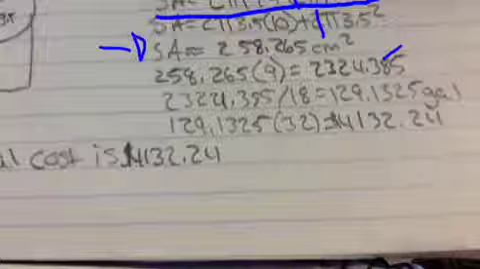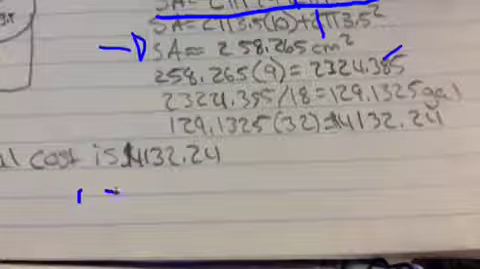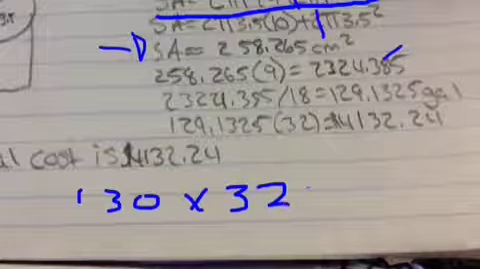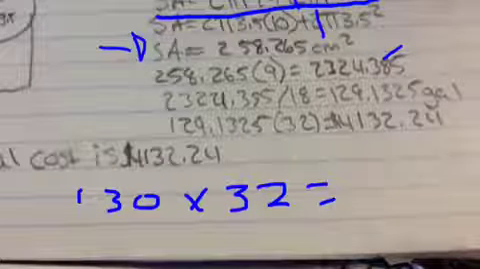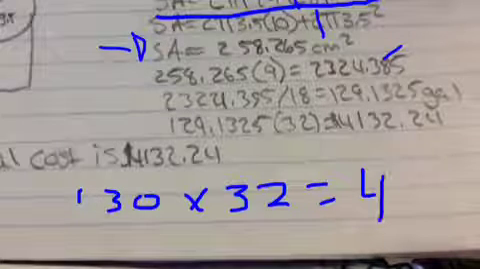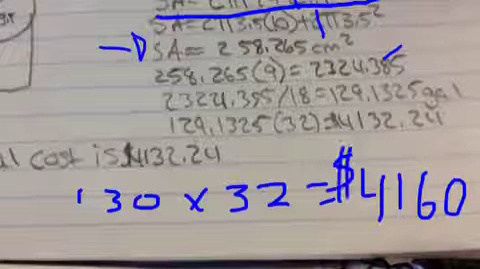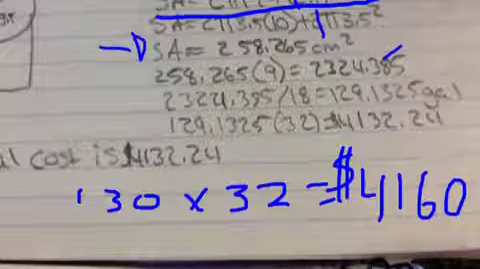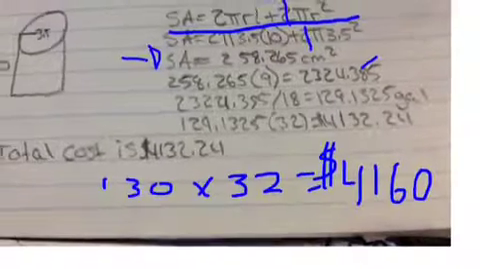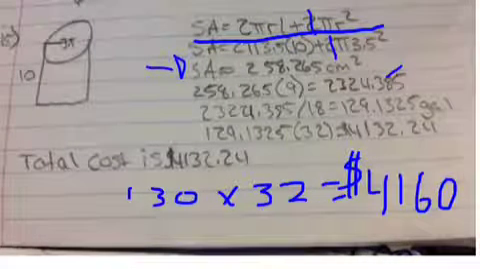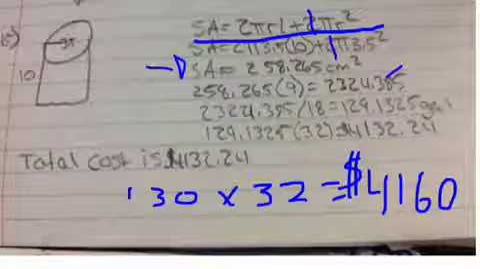So the process, going back, was to take the surface area of 1 can, not doing the bottom base, getting the 258.265, multiplying that by 9 because there were 9 total cylinder cans, and then dividing that by 18 because it was 18 square centimeters per gallon, which gives you the total number of gallons of about 130. Do the 130 times the 32 to give you the final answer of 4,160.